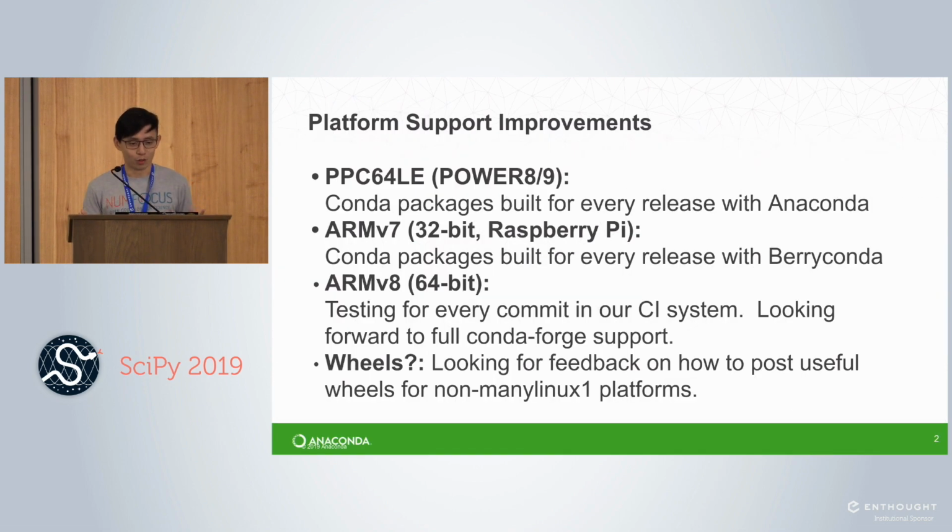I bet a lot of you know that we support x86, 64-bit, 32-bit, but in the last 12 months, we've added more support. We now do CI building and testing on Power 8 and 9 for 64-bit Little Endian. Your Raspberry Pi should work with 32-bit ARMv7, ARMv8. So if you have a Jetson Nano, that will work. But we have a question: how would we provide wheels for these platforms? There's no standard, there's no manylinux1 or manylinux2010 spec for these, so we want your feedback on how to help you get wheels for these kinds of platforms.